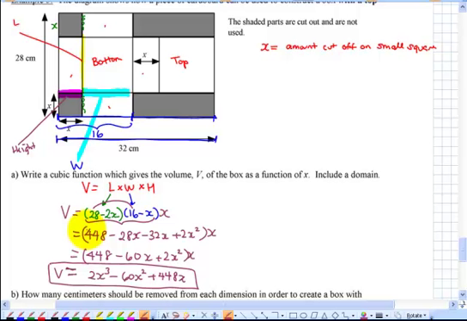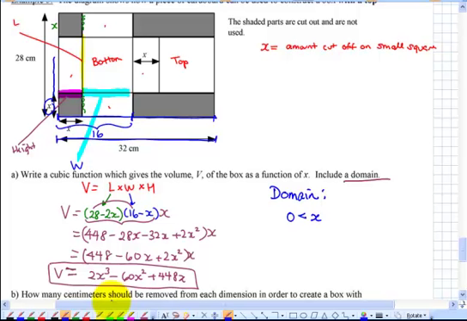Okay. I also said include the domain. So what are my possible values for x? x represents that height. So what's the smallest the height could be of a box? Yeah, 0. So you know that x has to be bigger than 0. Now the question is, how big can x actually go? Look at the diagram. So imagine this x here growing bigger and bigger and bigger. How far or how big can it grow?